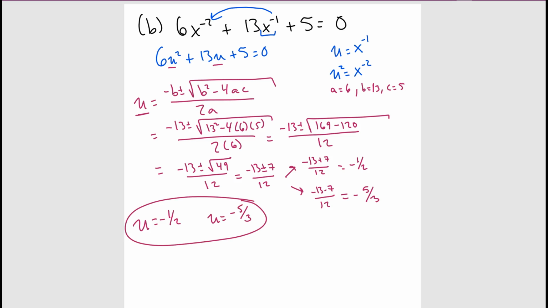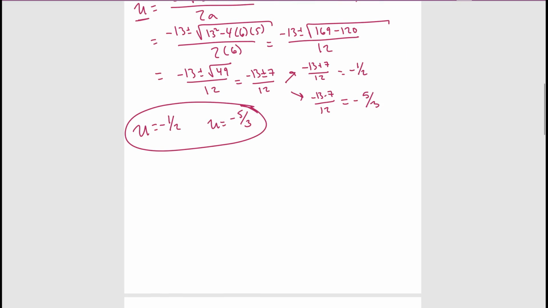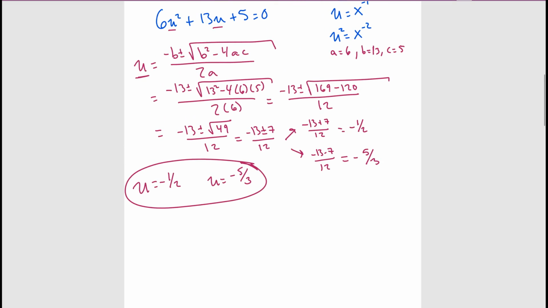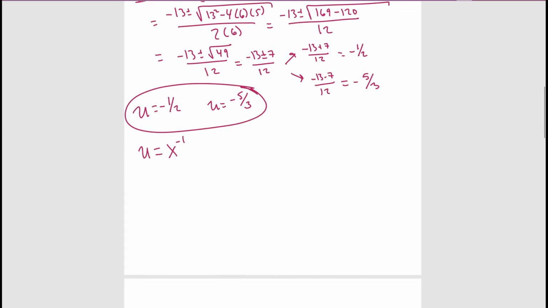Okay, you might have gotten a decimal. It's better to keep it as a fraction. Okay, so now we don't want u, we want x. So remember, our u value that we initially said was that u equals x to the negative 1. Now this might be looking really weird, x to the negative 1. Remember that x to the negative 1 is just basically 1 over x. Okay, all right, so now let's first look at the first u value. So the first u equals negative 1/2. Okay, so let's plug it in there. So negative 1/2 is equal to 1 over x.